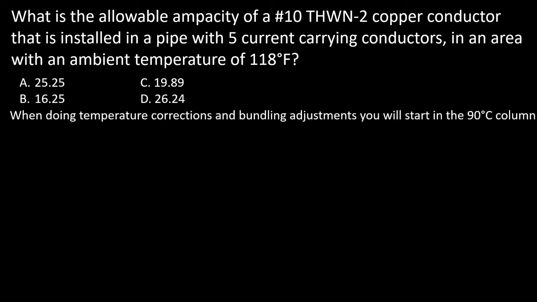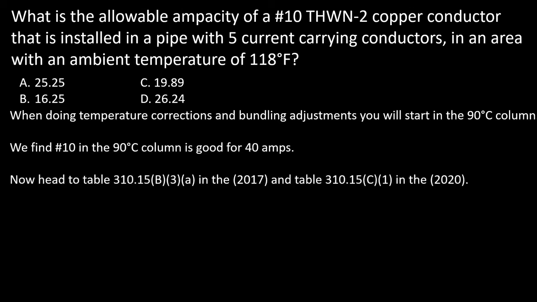So when we're doing temperature corrections and bundling adjustments, we're going to start in the 90 degrees C column. We're going to find that number 10 in the 90 degrees C column is good for 40 amps. Now we're going to go find out our bundling adjustment. So we're going to head back to our bundling adjustment table, and we're going to find out that for 5 current carrying conductors, it is an 80% reduction, 0.80.